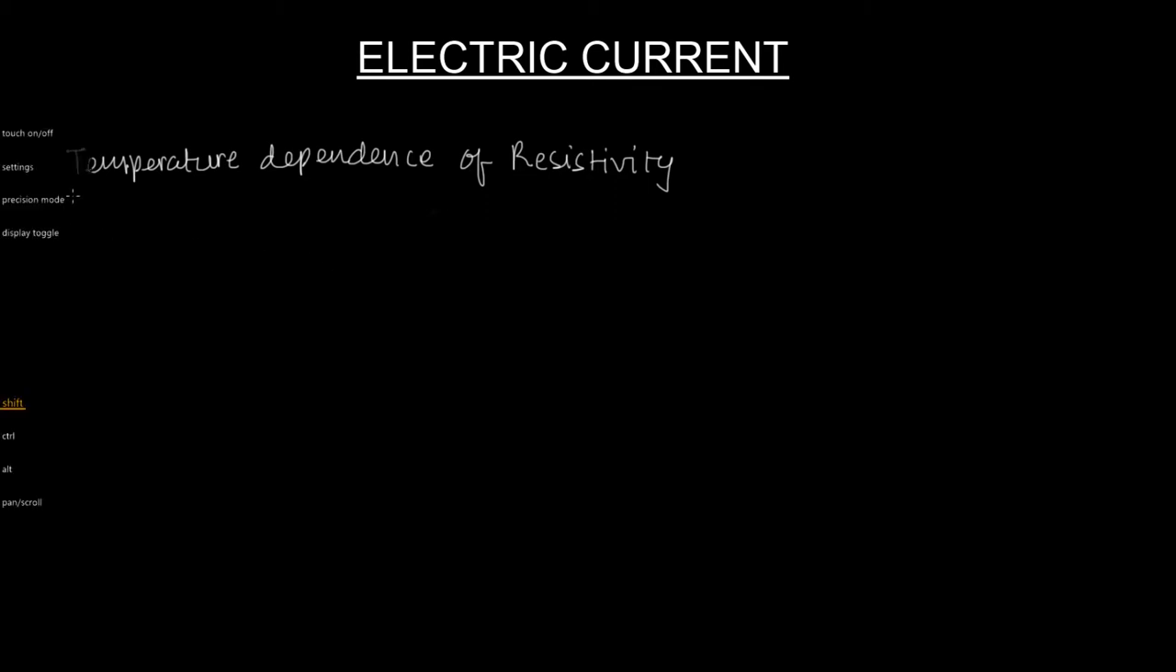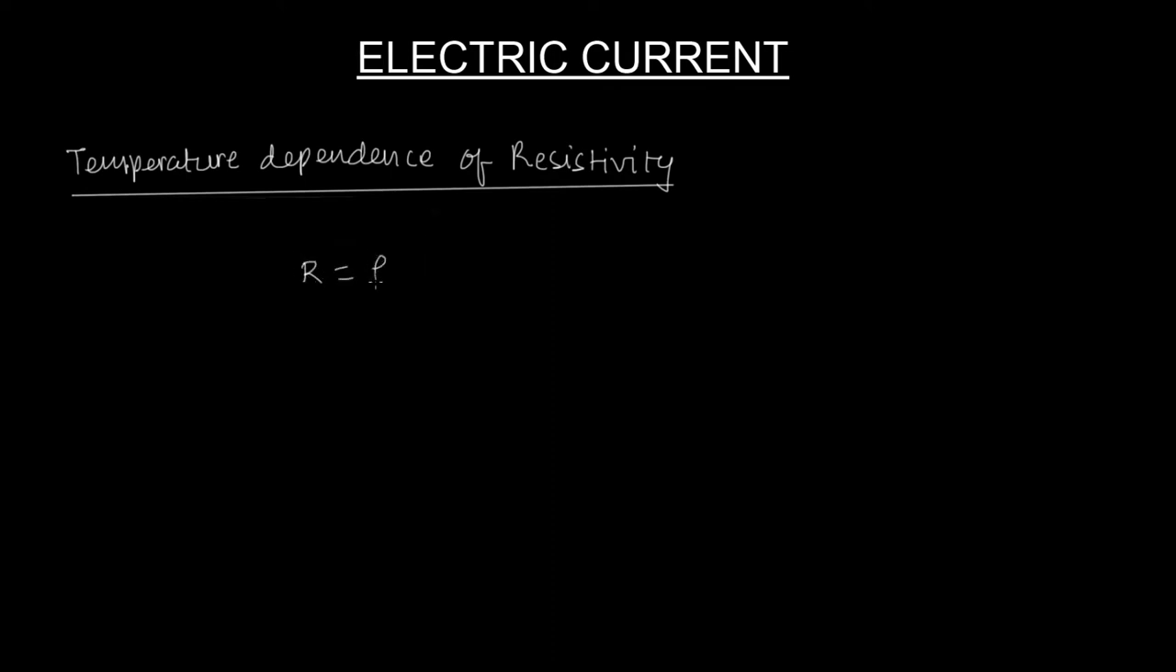We had seen the color coding of the carbon resistors, and now we come to the temperature dependence of resistivity. Now let us try to understand what happens as we saw the resistance changing with the temperature.